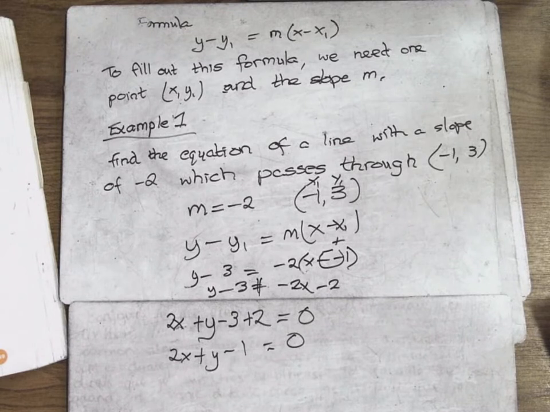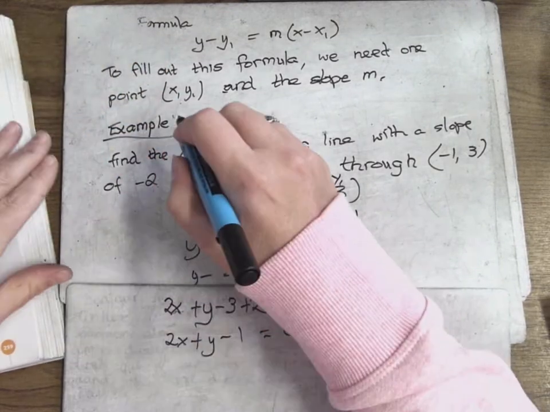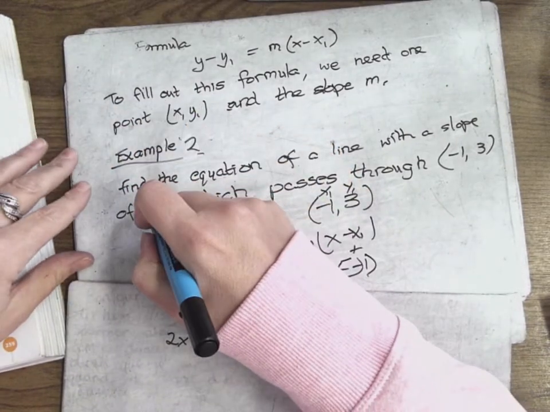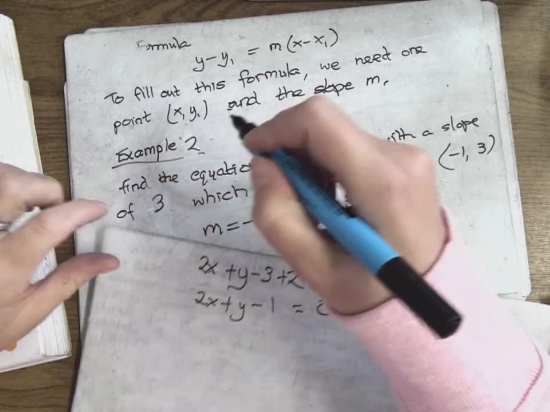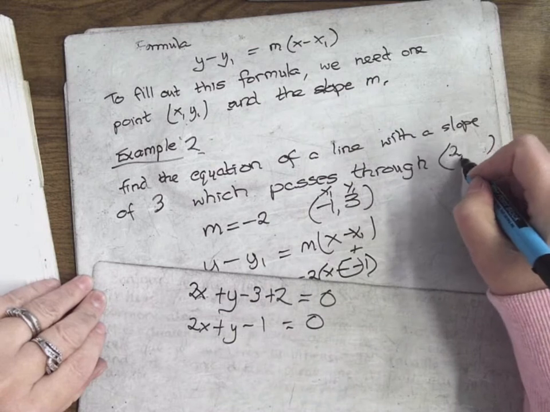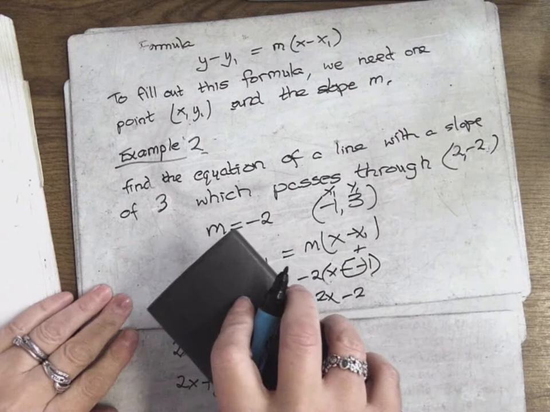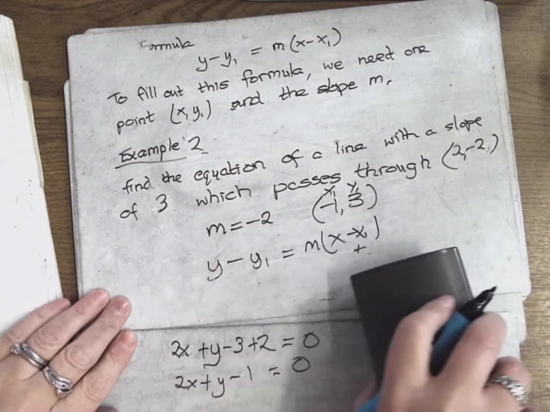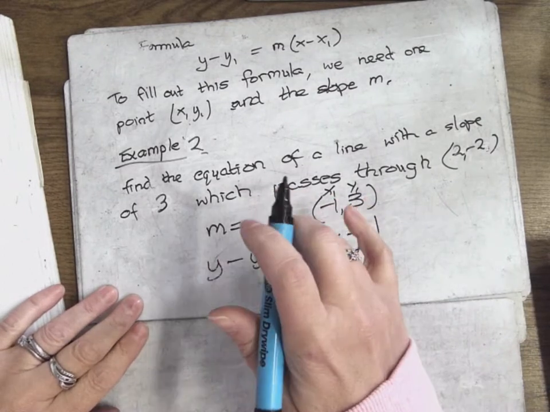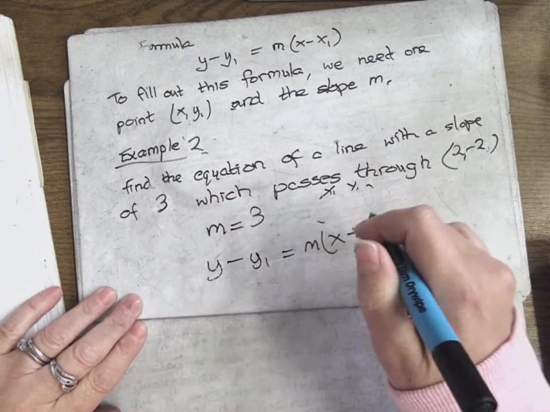Right, example 2, are you ready? Because look what I'm going to do. Example 2, find the equation of the line with a slope of 3, which passes through the point 2, minus 2. Is that okay? So this time the slope is 3 and the point is 2, minus 2.